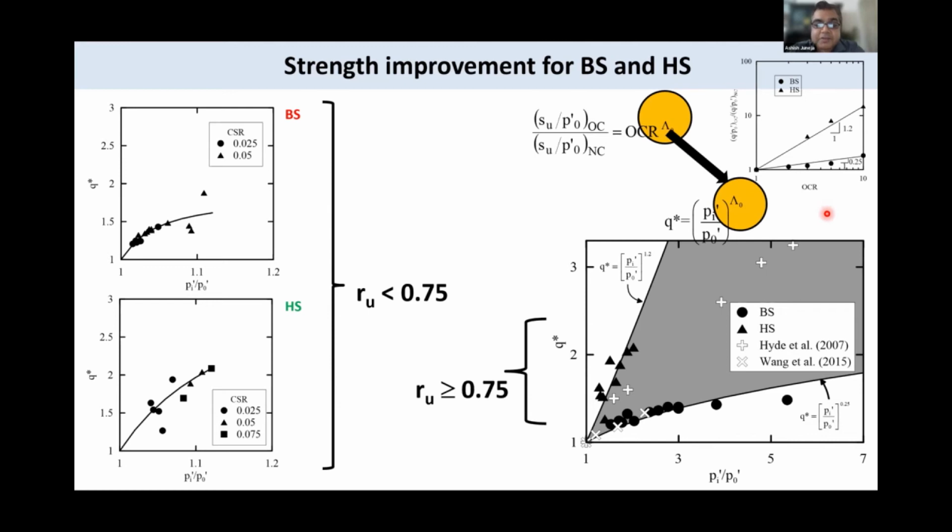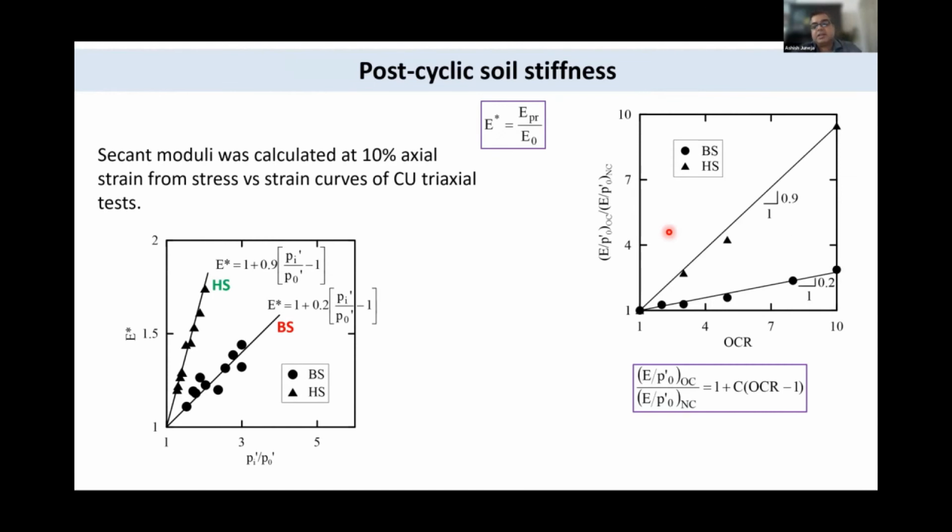Meaning, if I need to find the increase in strength of the soil due to dynamic loading, I really do not need any cyclic triaxial test. I do my routine triaxial testing, that is my drained and undrained triaxial, get my capital lambda from there, and I can predict what my increase in strength is. And in this case, it shows the increase in stiffness.